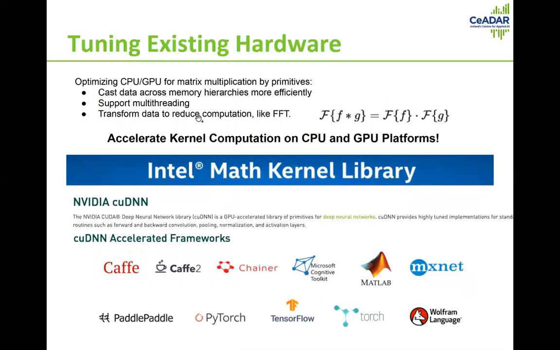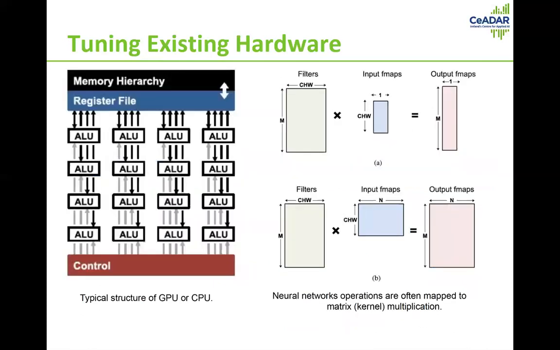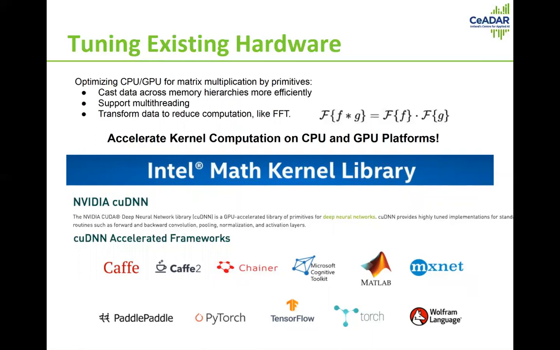So you can do that also to the existing hardware. And the third thing, which I think most of you might not be familiar with, is that you can transform these computations. Instead of multiplying these matrices, you can transform them so that the operation becomes very easy. One of the examples is the fast Fourier transform.